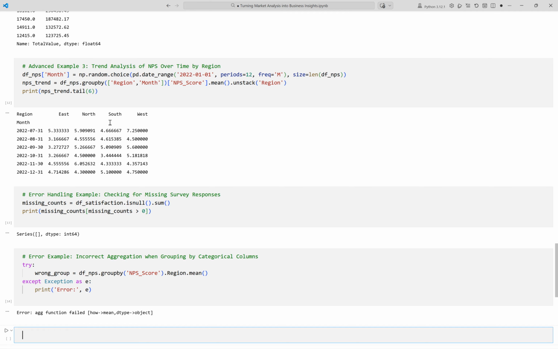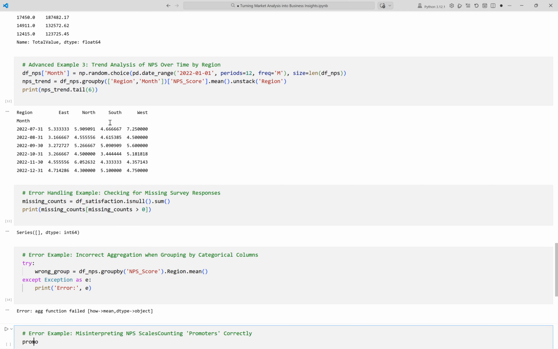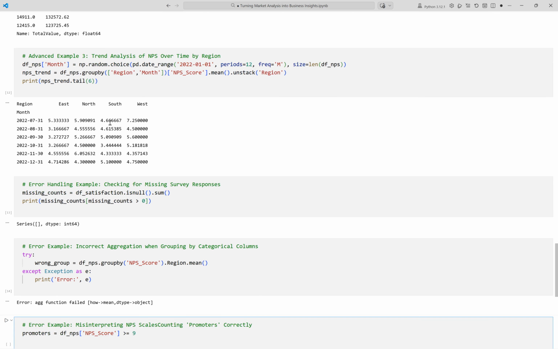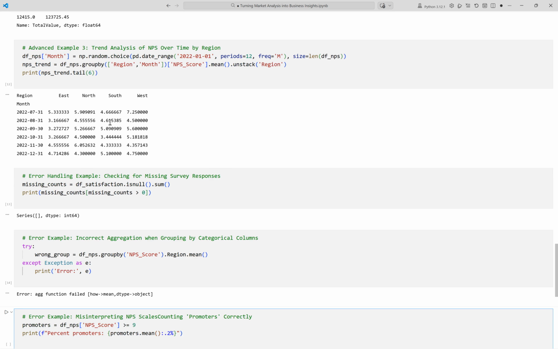New analysts sometimes mislabel the NPS cutoff for promoters. Scores of 9 or 10 are true promoters. Hence, we use greater than or equal to 9 rather than just above 8.